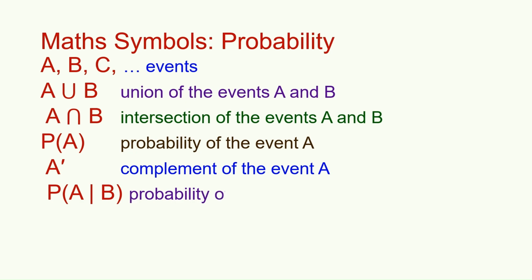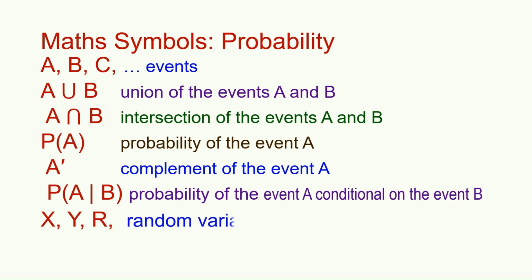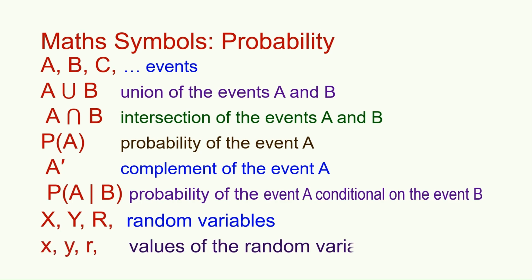P(A|B): probability of the event A conditional on the event B. X, Y, R: random variables. x, y, r: values of the random variables X, Y, R.